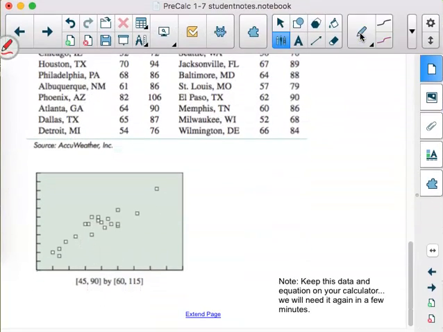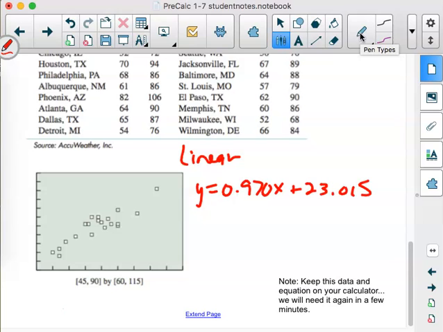So we go back to the page and we write down that we chose linear regression. And we take a quick peek to see, did they say that we were writing a function? Yep, it says find a function. So we have to name this something with function notation.